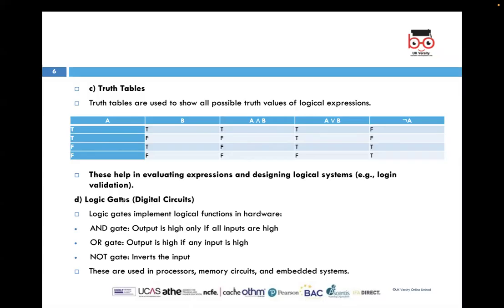Logic gates implement logical functions in hardware. AND gate, output is high only if all inputs are high. OR gate, output is high if any input is high. NOT gate inverts the input. These are used in processors, memory circuits, and embedded systems.